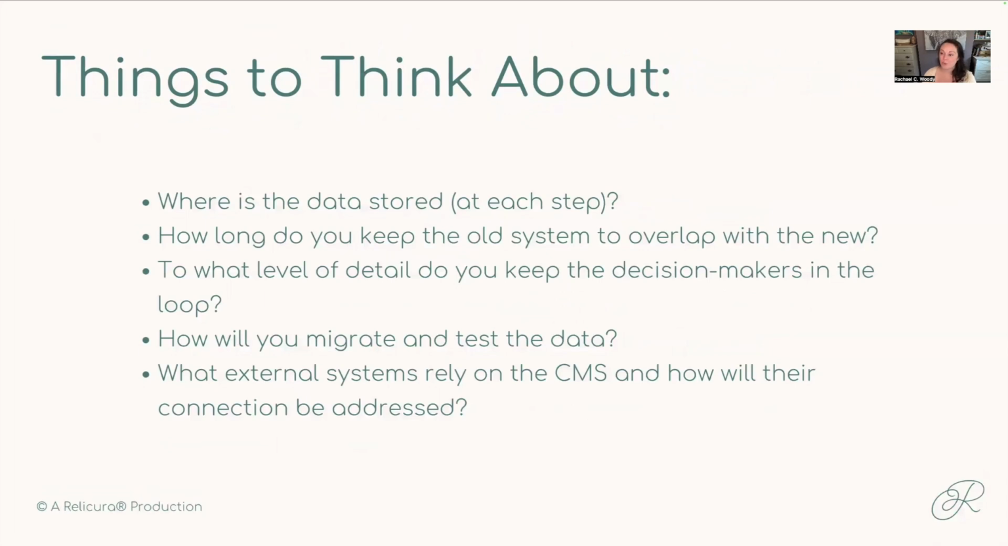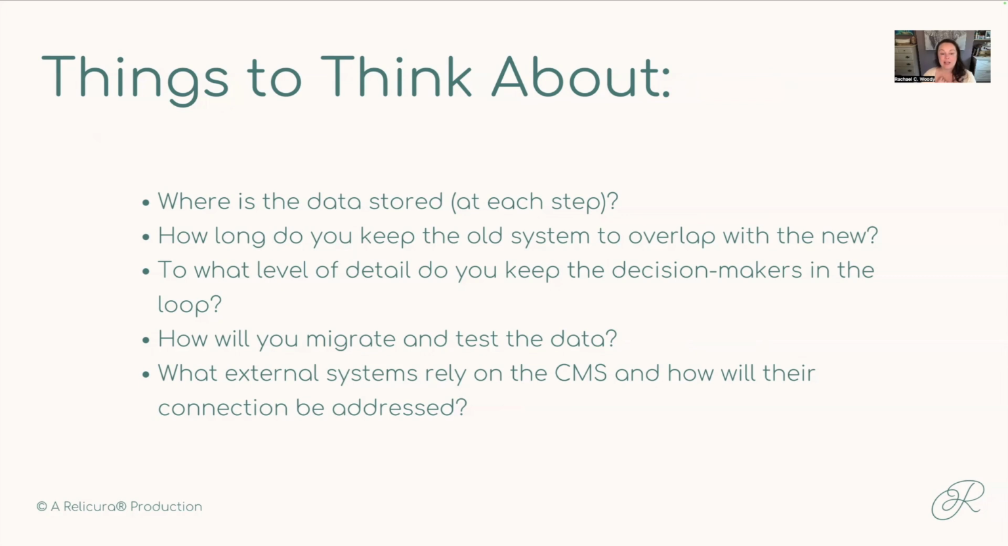Things to think about. Where is the data stored at each step? What I mean by that is, where is the data stored when it's in the CMS? Where is the data stored when I take it out? Which local computer, hard drive, Dropbox? And then where is the data going to go to get into the new system? For example, some vendors need it to go through an FTP. And then where is the data stored once it goes into that new CMS? So have a clear understanding at each step, and also ensure you have plenty of storage for those different steps as you move through the implementation process.